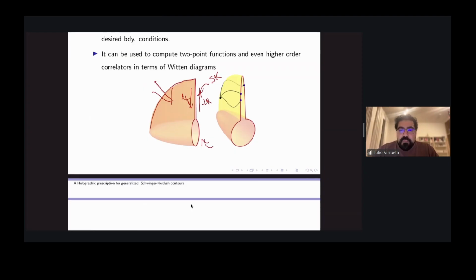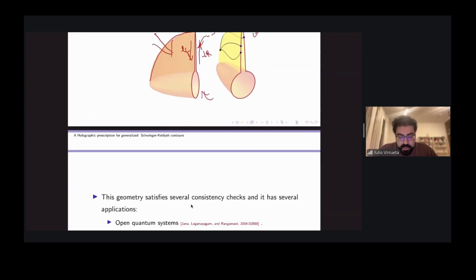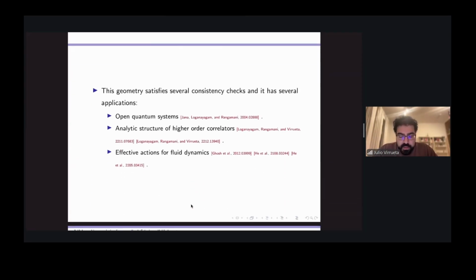And now you have your geometry, and if you want to compute things on it, you can just study the dynamics of fields on this geometry, and you can compute all kinds of things. You can compute two-point functions, you can compute higher order correlators via corresponding Witten diagrams. All this can be done. Many of these calculations I have done together with my collaborators Mukund and Loganayagam, where we studied precisely these kinds of geometries for higher order thermal correlators. This is just for the Schwinger-Keldysh contour.